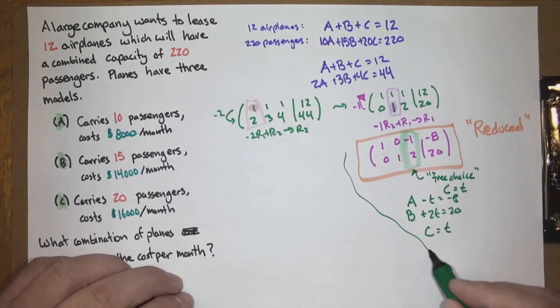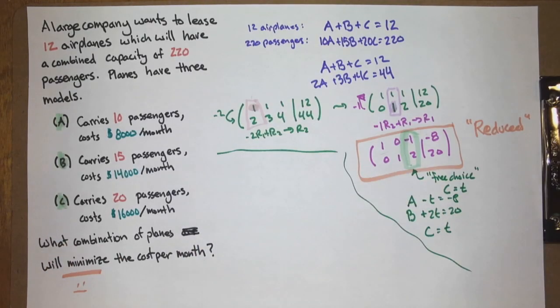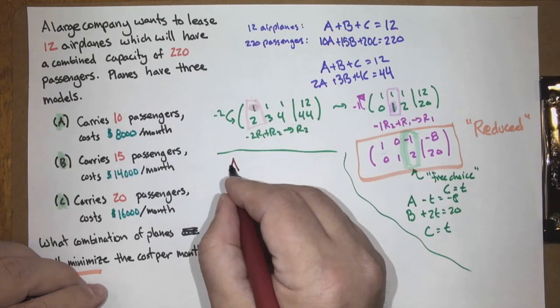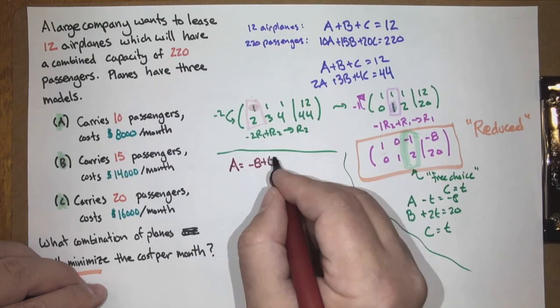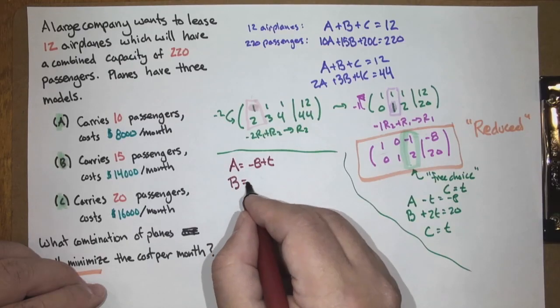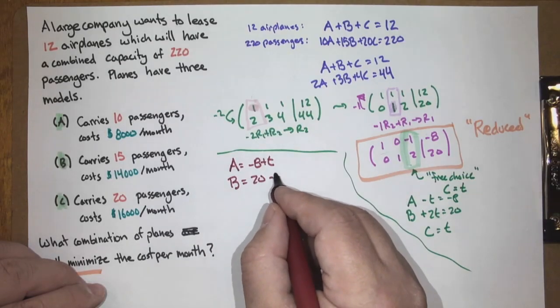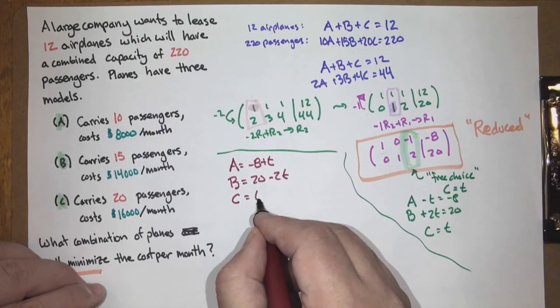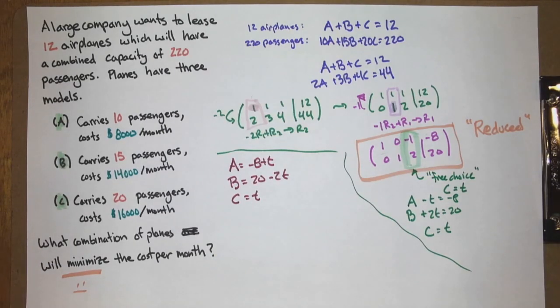Or we can rewrite this in the following way. We want A to be -8 plus T. We want B to be 20 minus 2T. We want C to be T. How many solutions does that give us? If we weren't worried at all about where these came from, if we ignored the problem, how many solutions do we have?